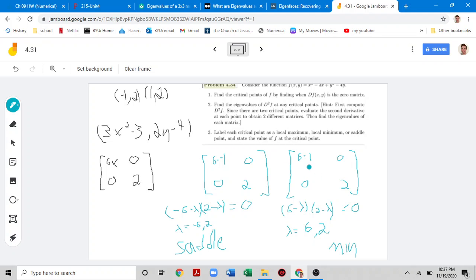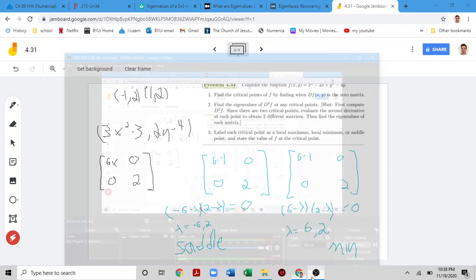And then state the value of f at the critical point. So these will just be the points right here: negative 1, 2, and this one. Cool. But to solve for f, I'll let you guys do this on your own. All you really got to do is put these numbers into the equation, because we got x here, we got y here. And yeah, that's how you do it. Good luck.